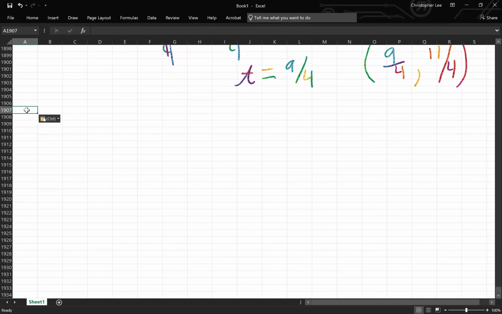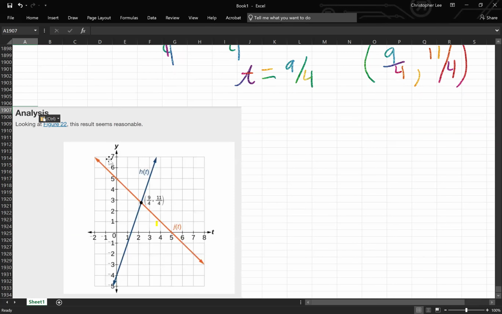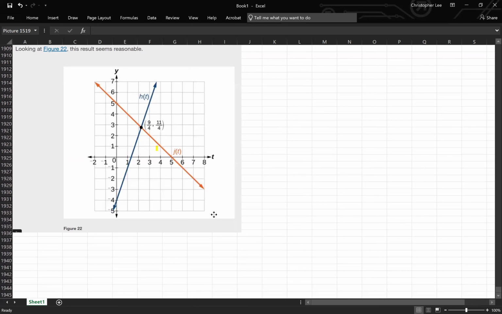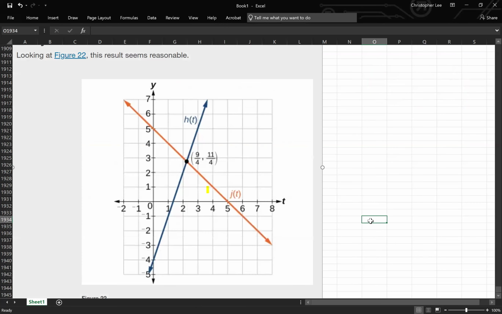I just want to show you guys what this looks like graphically here. So this is it right here. These are the two lines, right? And you see where they intersect at? 9 over 4 and 11 over 4, right? That's the solution to the system of equations, right? Questions on this?